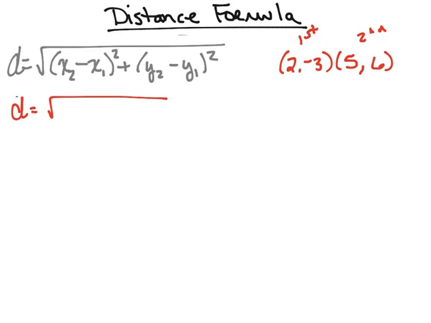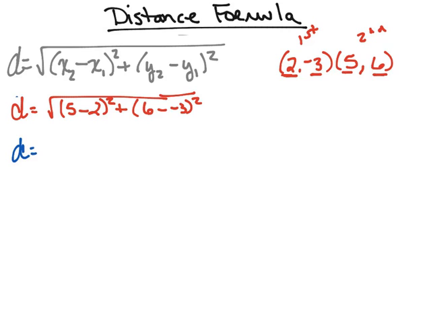x2, the second x. The second x we have is 5. We're going to subtract the first x. The first x is a 2. y2, the second y value we have is a 6. The first y value we have is a -3. So all I've done is plugged in the values for x and for y.